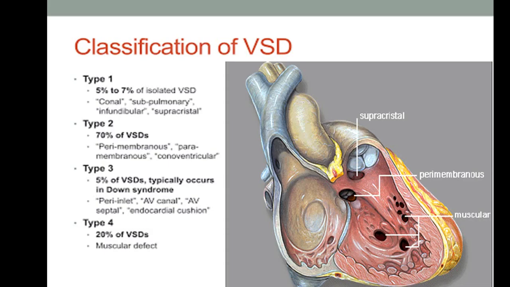We have already told you the maximum variety is usually perimembranous variety, or we also call it a conoventricular variety. Perimembranous variety is close to the valvular structures. Muscular variety is only 20%, second common. Acquired variety is very frequently in the muscular portion, secondary to acute myocardial infarction, particularly anteroseptal infarcts.